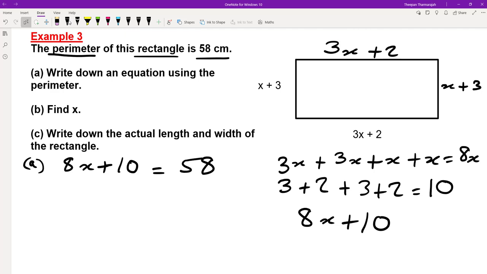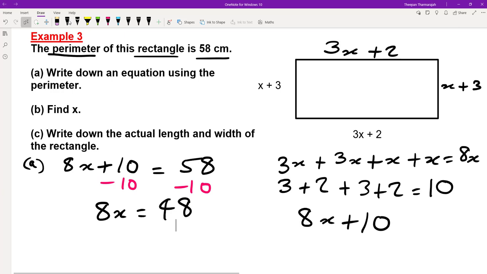Now we've formed an equation, we can now go ahead and solve it. So minus 10 on this side, minus 10 on the other side. So we're going to get 8x equals 48. Don't forget 8x means 8 times x, so the opposite of times is divide. So I'm going to divide both sides by 8. And that's going to give me x equals 48 divided by 8, which is 6.